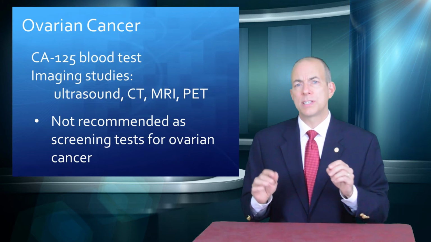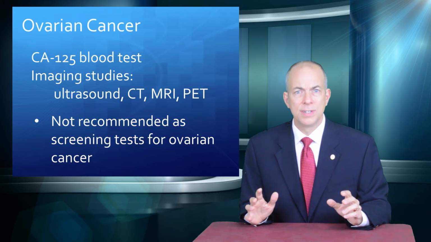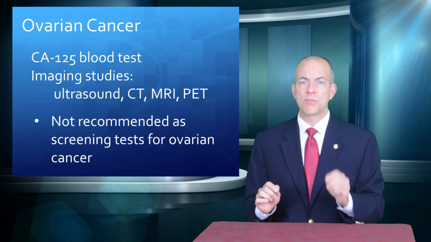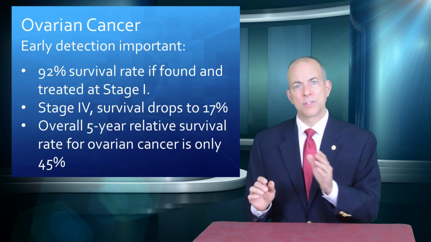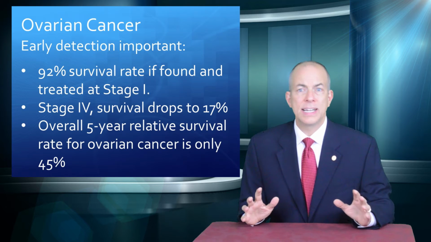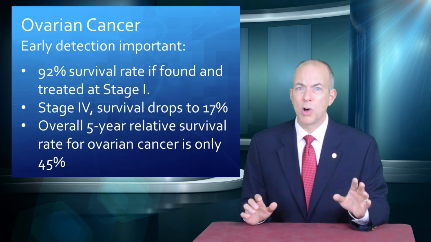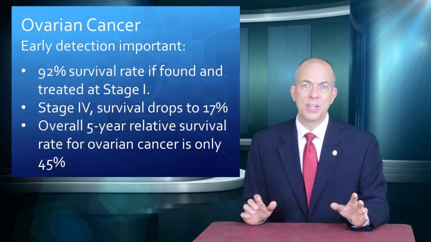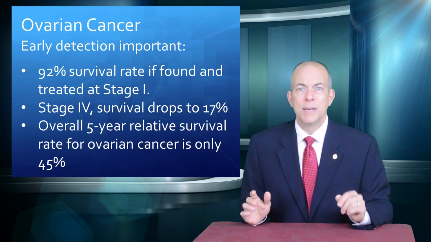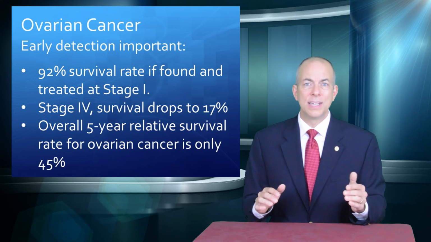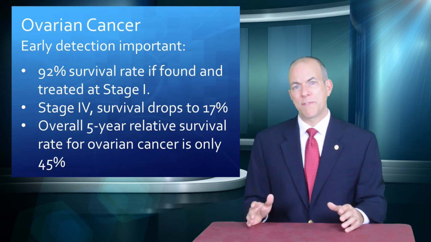Imaging studies such as ultrasound, CAT scan, and MRI can all be used to detect ovarian cancer, but have not been found to be good screening tools. Early discovery and treatment is important because one counts on the other. If found and treated at stage 1, the survival rate is 92%. Unfortunately, only a small amount of cases are found at this stage. At stage 4, the survival rate drops to 17%. Because ovarian cancer is often found late, the overall 5-year relative survival rate for ovarian cancer is only 45%.